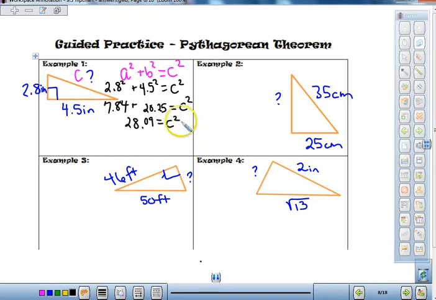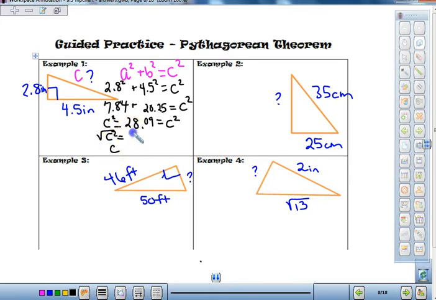Now remember in 9-1 when we solve, to get rid of the square, we're going to take the square root. Now I sometimes like to put the c out in front, so instead of putting it behind, putting c squared in front. When we take the square root of c squared, that's just going to equal c.